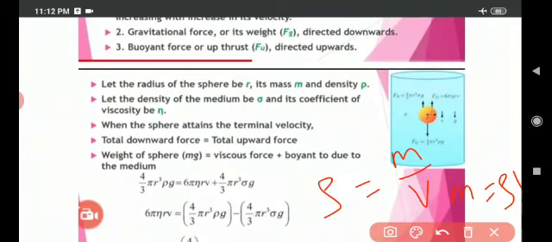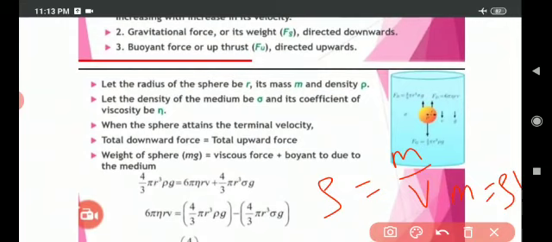But here the body is a sphere. The volume of a spherical body is 4 by 3 pi r cube. So the weight is 4 by 3 pi r cube into density rho into g. This is the weight of the sphere acting in the downward direction. It is equal to the viscous force.